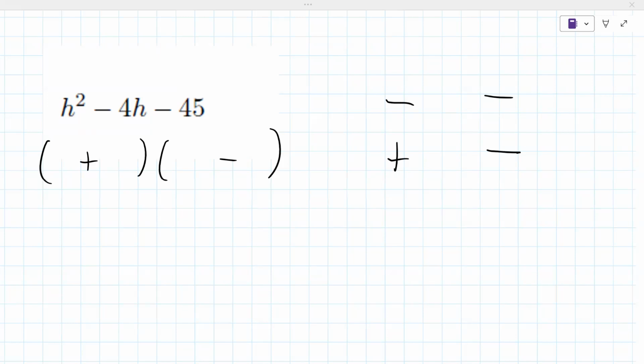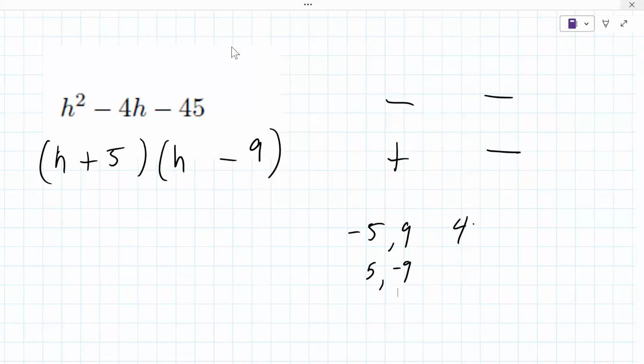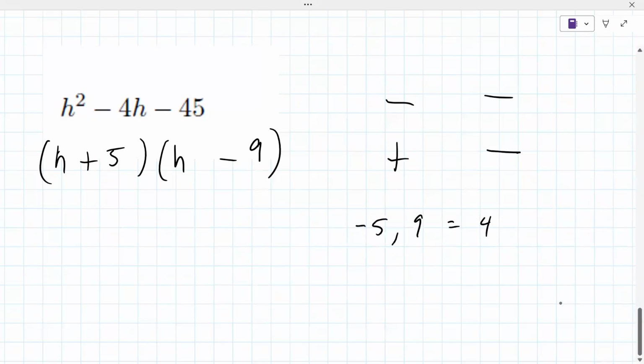Would it be h plus 5 and h minus 9? I'm so sorry. I was muted there for a second. What I was saying here is that you were correct. Very good. If you ever get, like, 4 instead of -4, you know to just flip the signs. All right, very good.